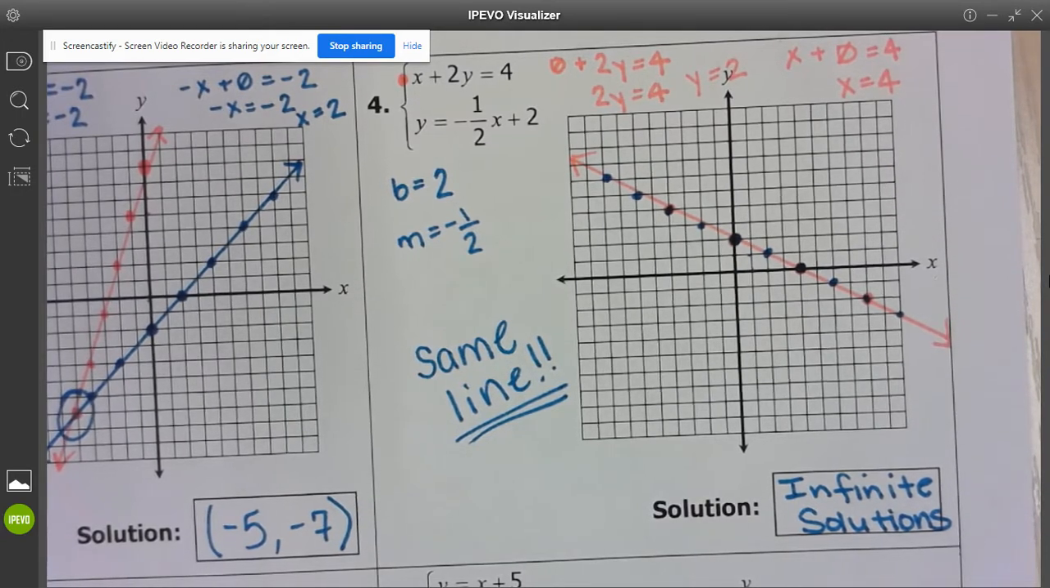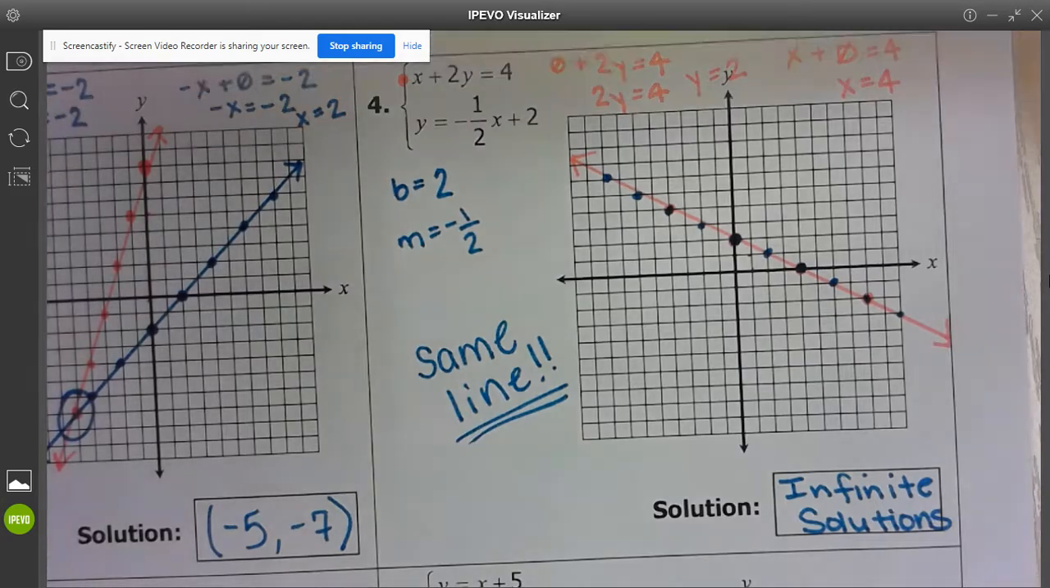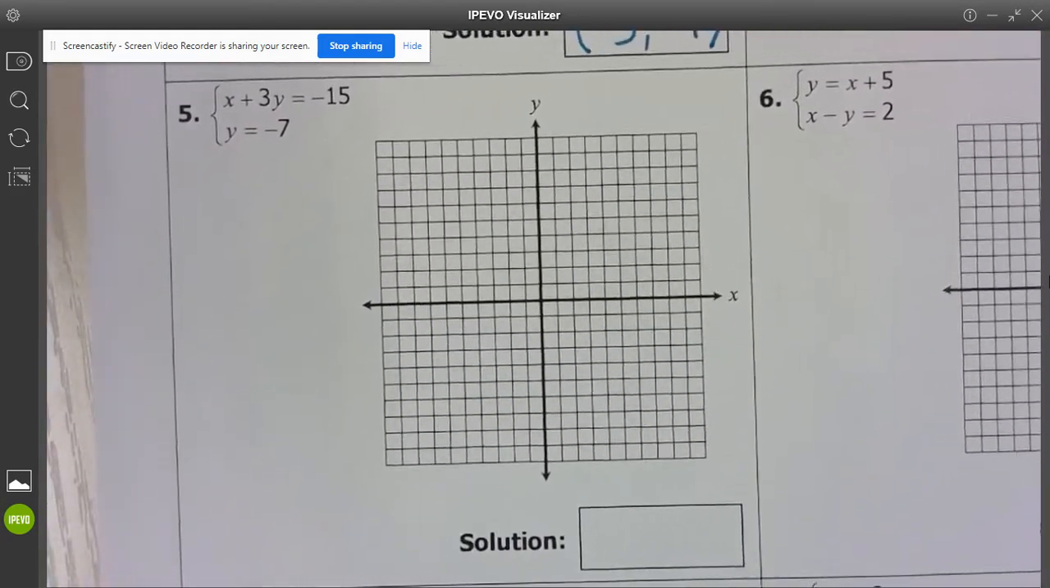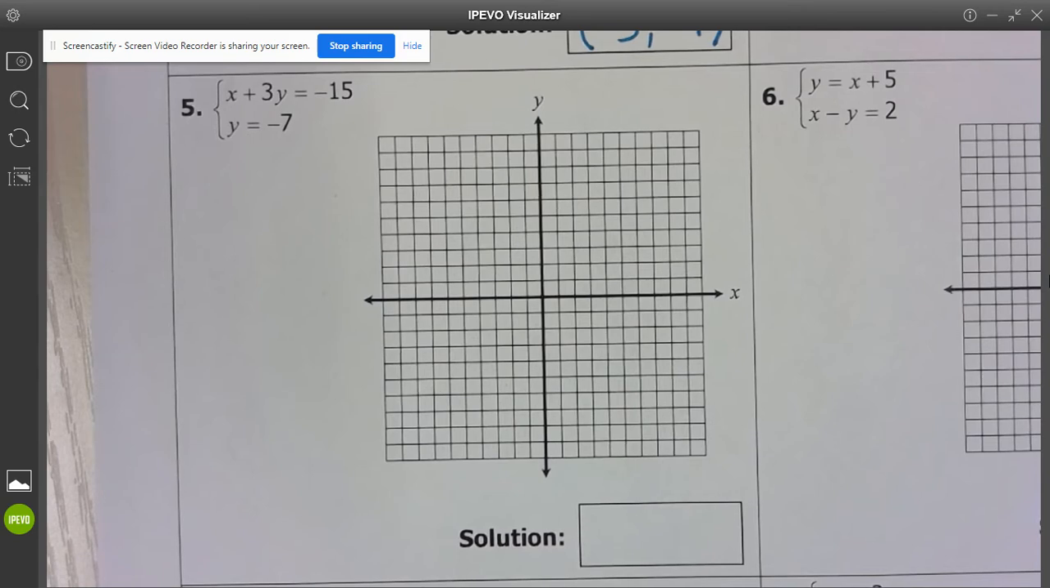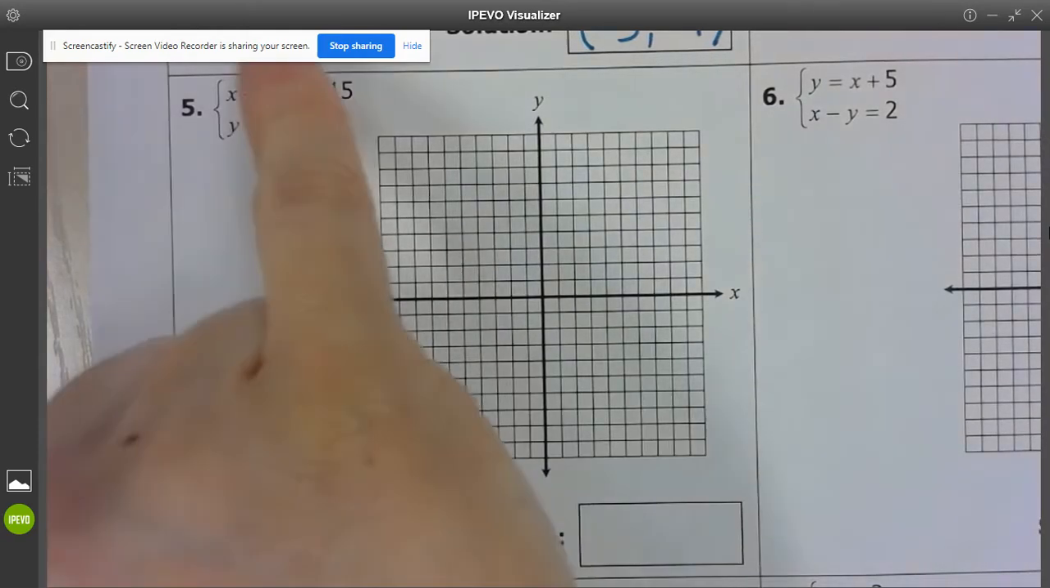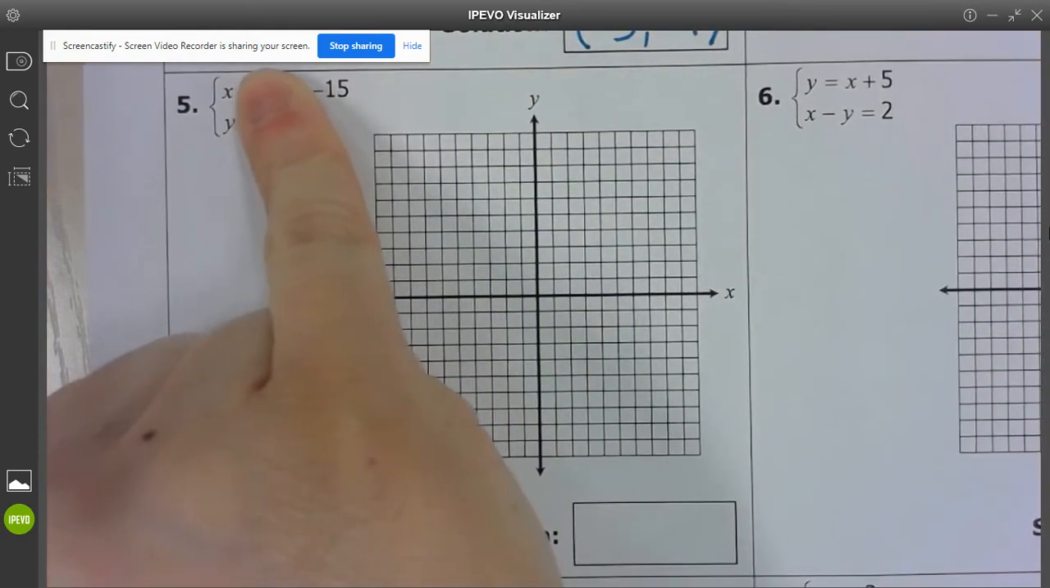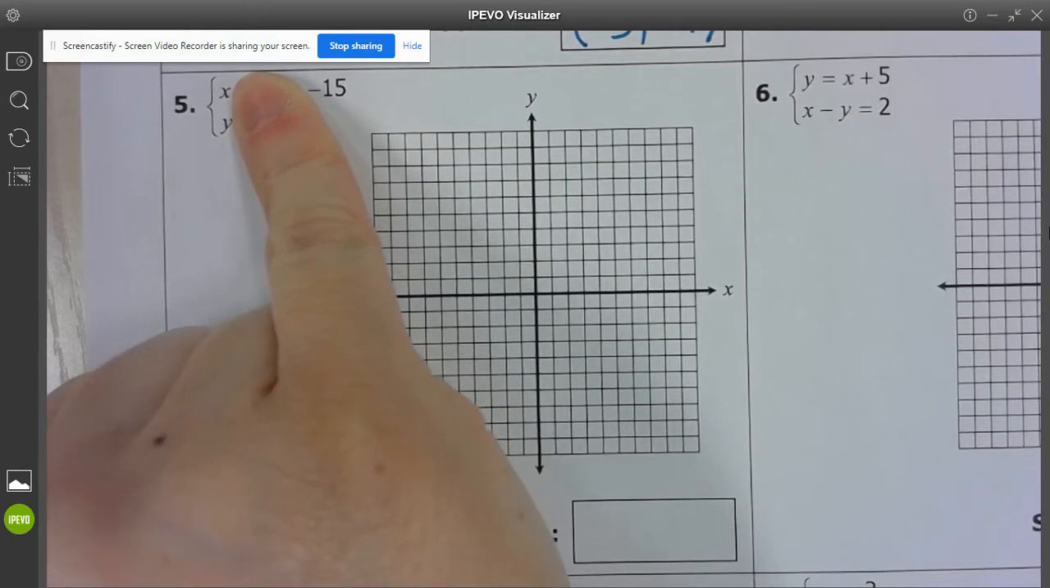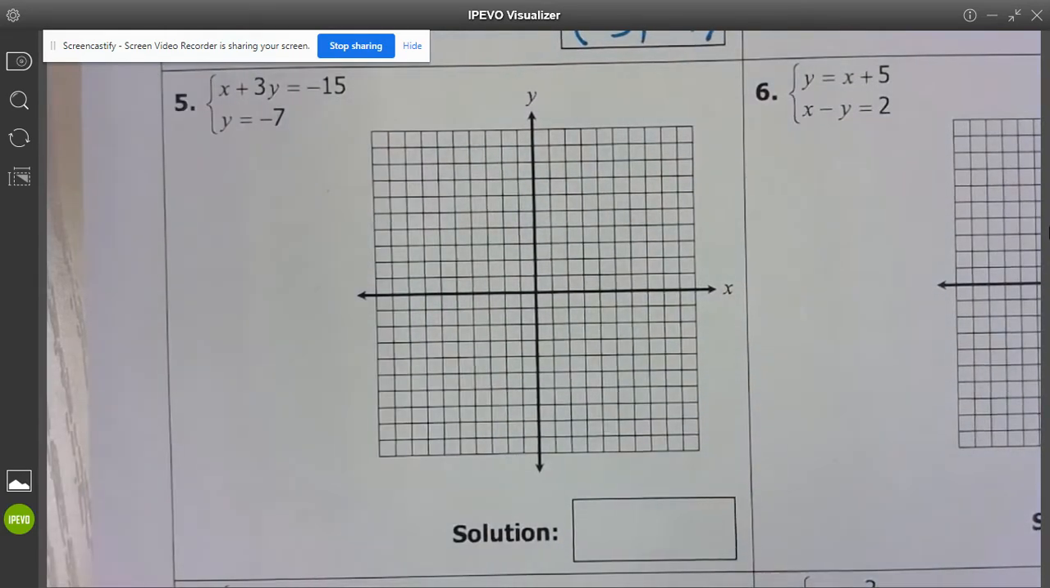All right, we're going to do number 5. We'll probably do 2, maybe 3 more. All right, so the first one, x equals 3y minus 15. Now, if I take out y and I replace it with 0, that would be x equals -15.